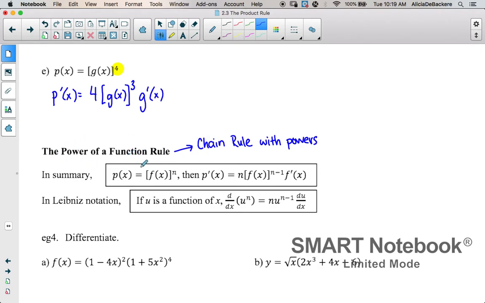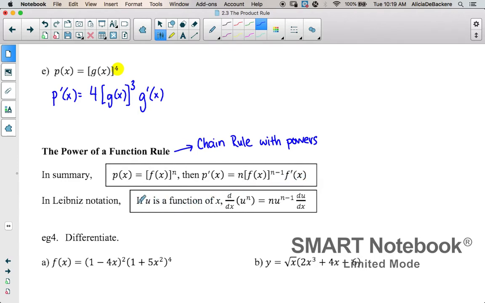of a function rule. So the power of a function rule says, if I have p at x and it's some function raised to the power of n, then to find the derivative, I bring that exponent n out front, it becomes a multiplier, leave the original function, and subtract 1 from the exponent, and then at the very end, take the derivative of that inner function.